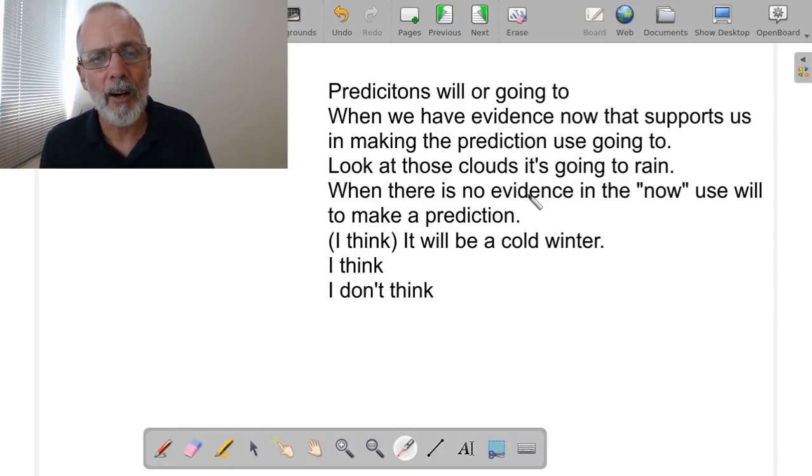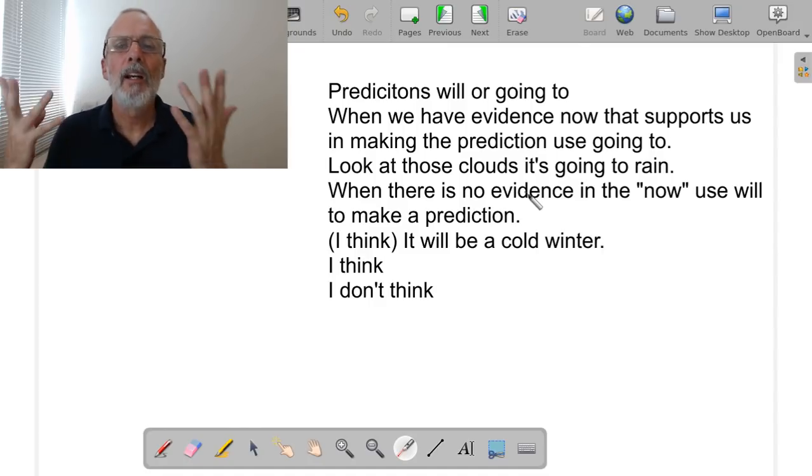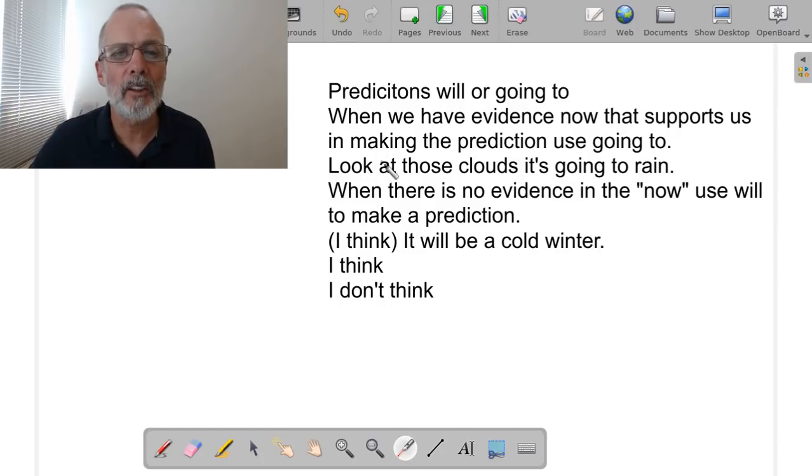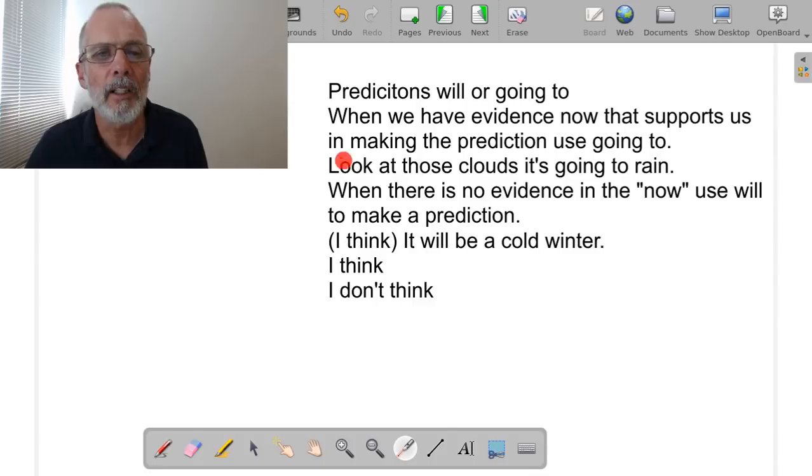You have evidence now. You cannot use "will" when there's evidence in the current situation. It's not correct here to say, "Look at those clouds, it will rain." That's incorrect. You need to say, "Look at those clouds, it's going to rain."